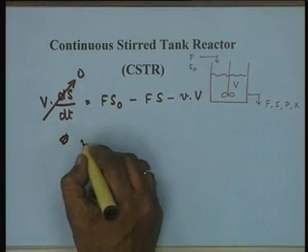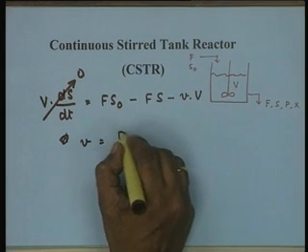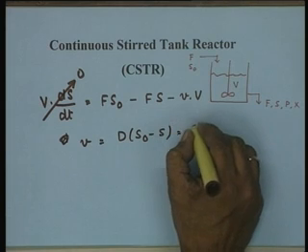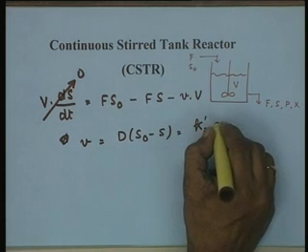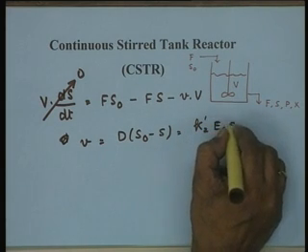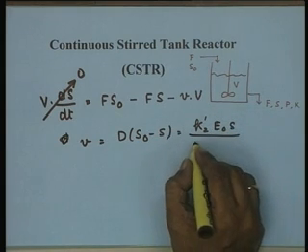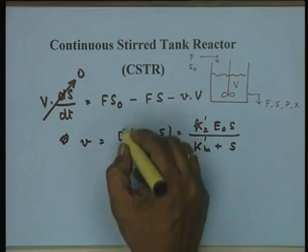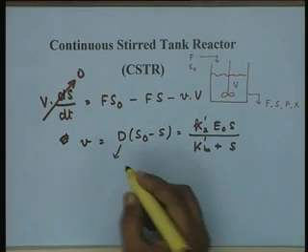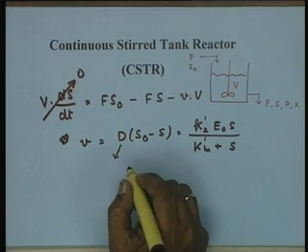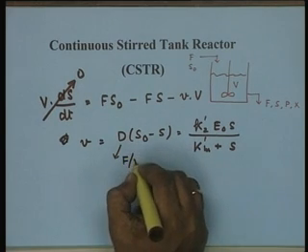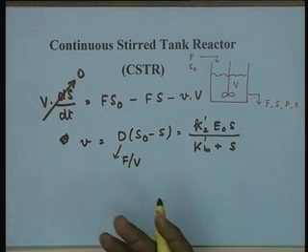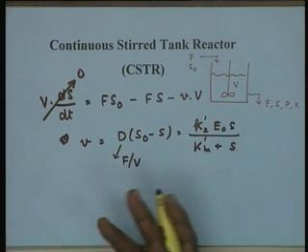And therefore, one can write v is equal to D into (S0 minus S), that is equal to K2 dash E0 S upon K dash M plus S. Now, D is a term here which we understand as the dilution rate, or F by V. In other words, V by F is the residence time, the inverse of space time.